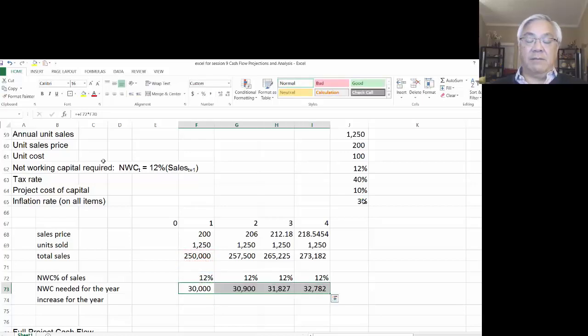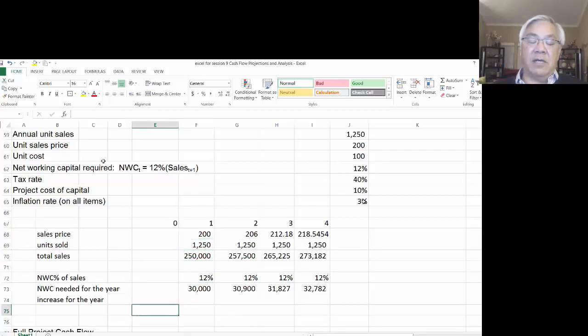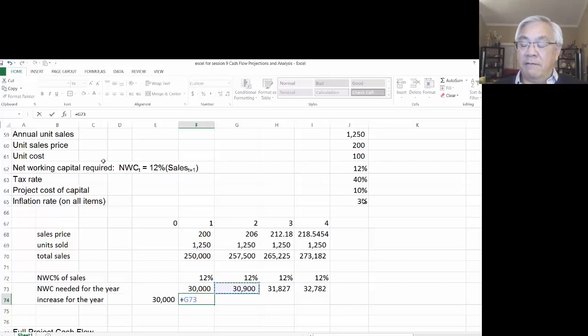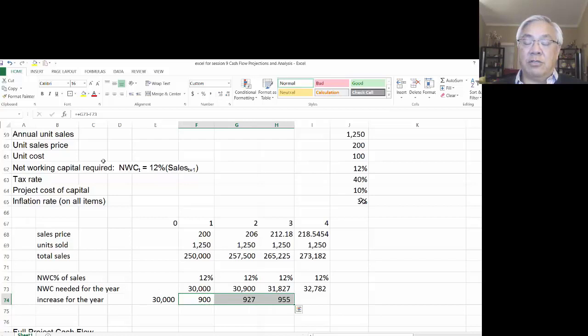The reason I was explicit is if we need 30,000 for the year one, we need to have it on hand at the beginning of year one. So here there's going to be a net increase, which means we have 30,000 that we need to start off the business. So the next year we need an extra amount of 900, which is 30,900 minus what we had this year. So we have to add 900, so it's 30,900. And we do that same item for year 2 and year 3.